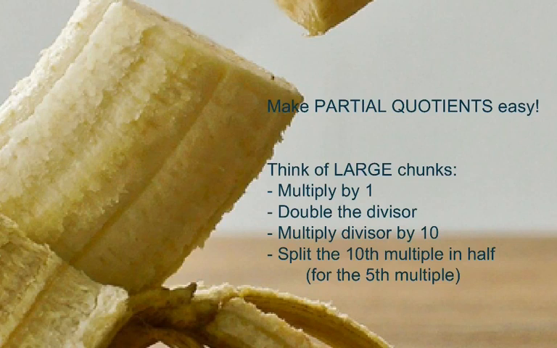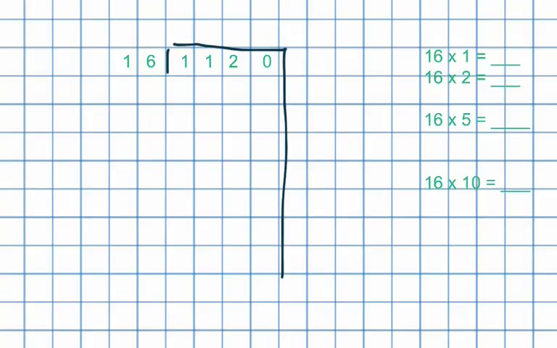So if I can think of multiplying my divisor by 1, then doubling my divisor, and then multiplying my divisor by 10, and then splitting that 10th multiple in half, I am well on my way. Oh yeah, and don't forget, when we multiply by 10, we add a 0 to the end of a whole number. Okay, let's look at our first problem.